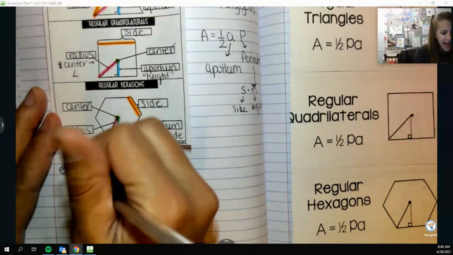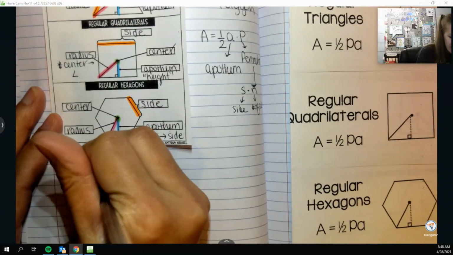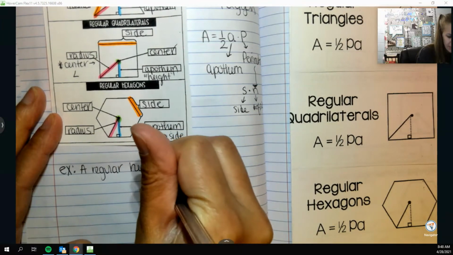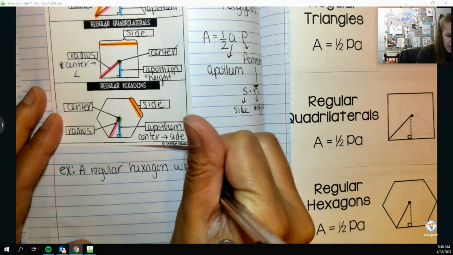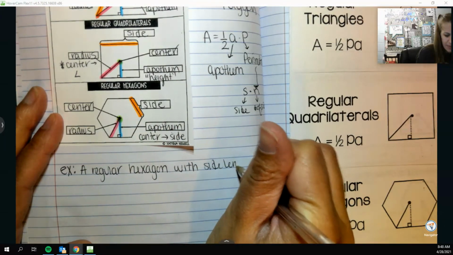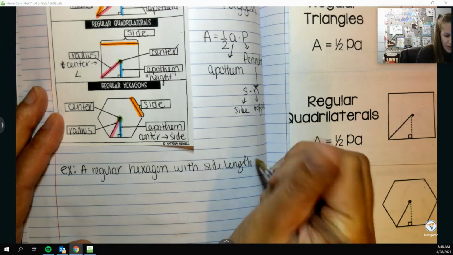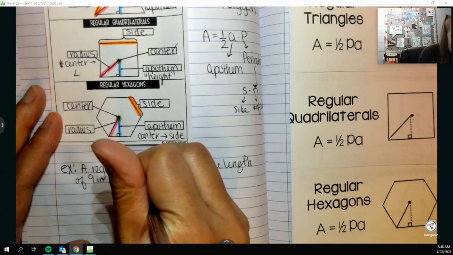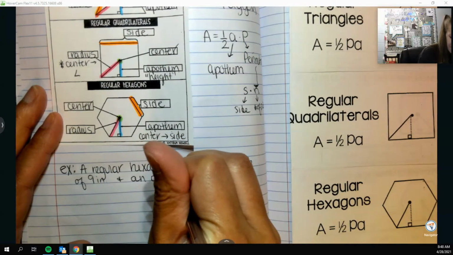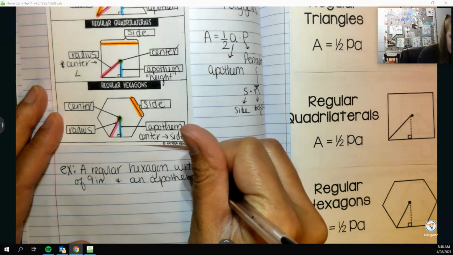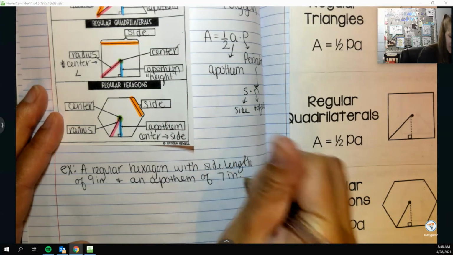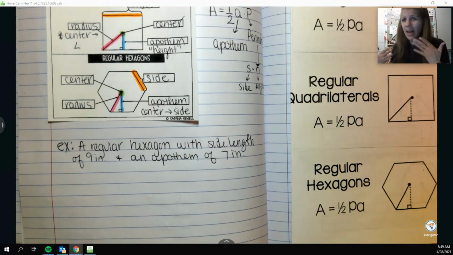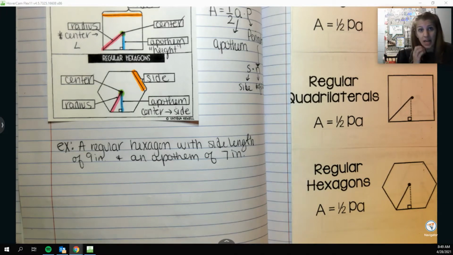If I said that a regular hexagon with side length of 9 inches and an apothem of 7 inches, and I wanted to find the area, they've given you everything that you need. You just need to plug it all in.